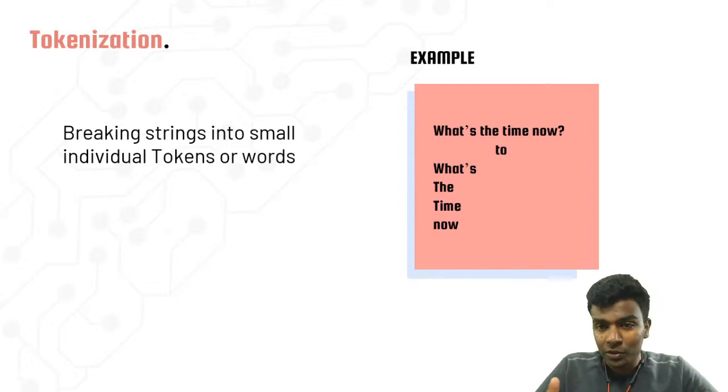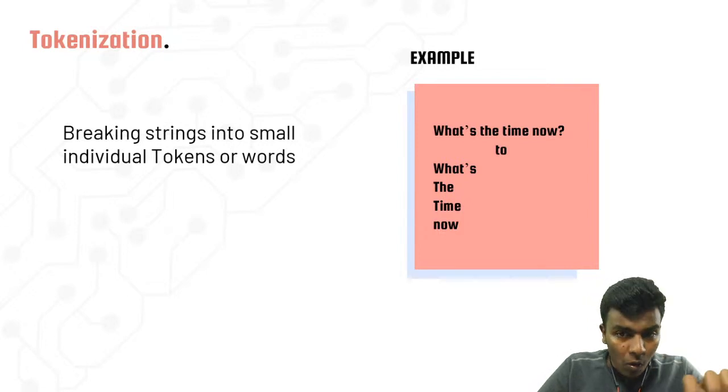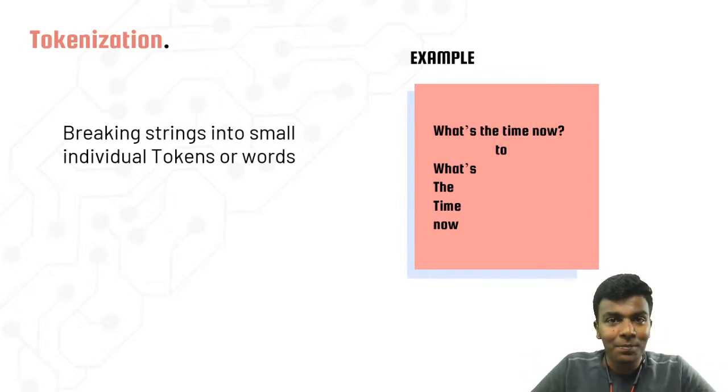You just see the example. The question is "what's the time now", so that question is going to be segregated into words, or tokenized, like "what's", "the", "time", "now". Okay, you just see the example, definitely it will be understandable. It is going to break the string into small individual tokens. That is what is meant by tokenization, the first process of our NLP program.